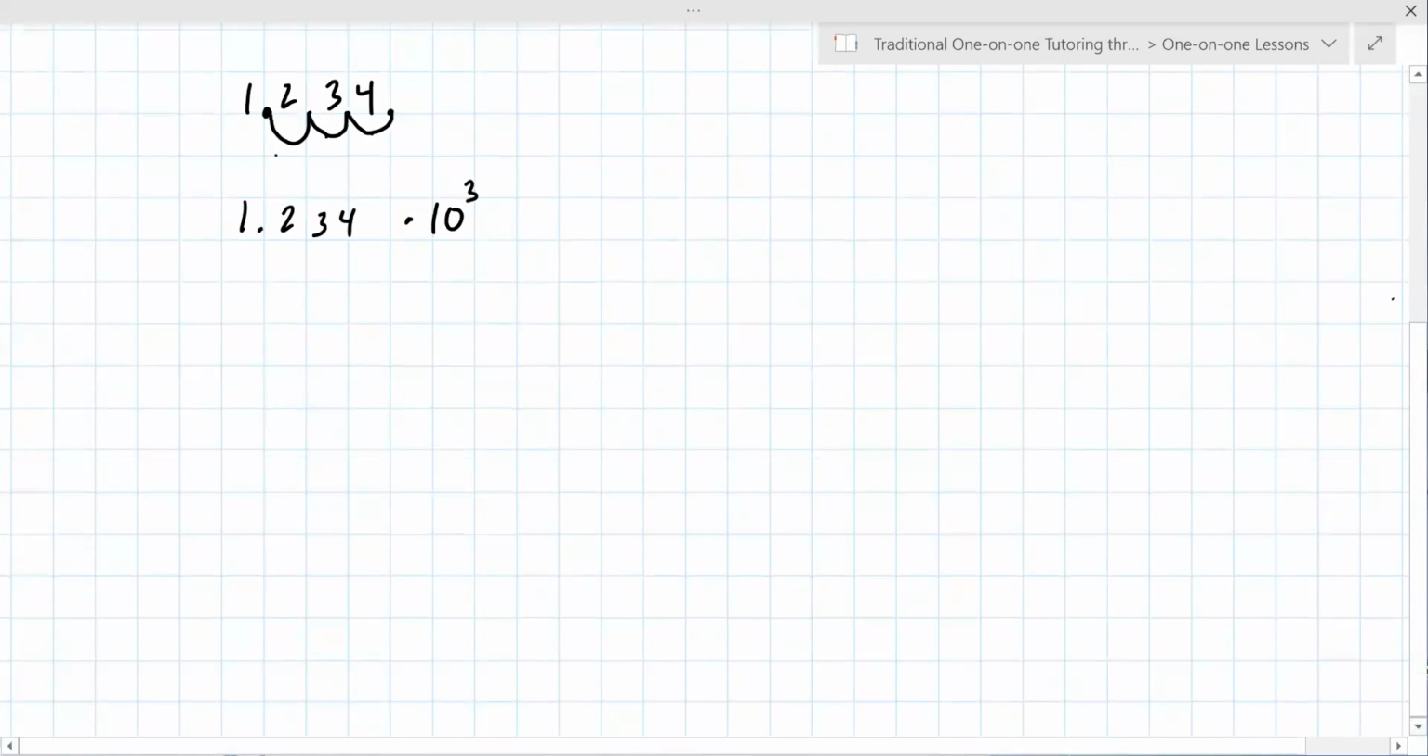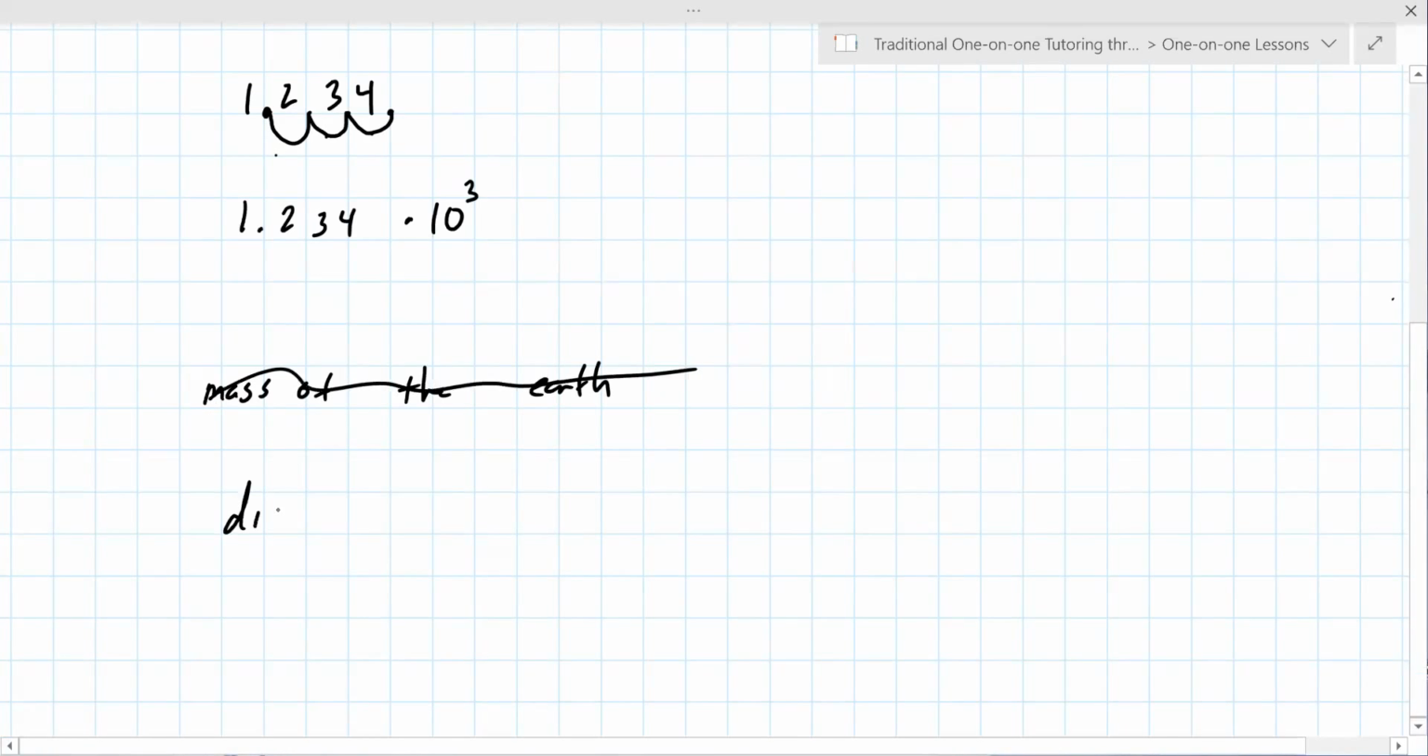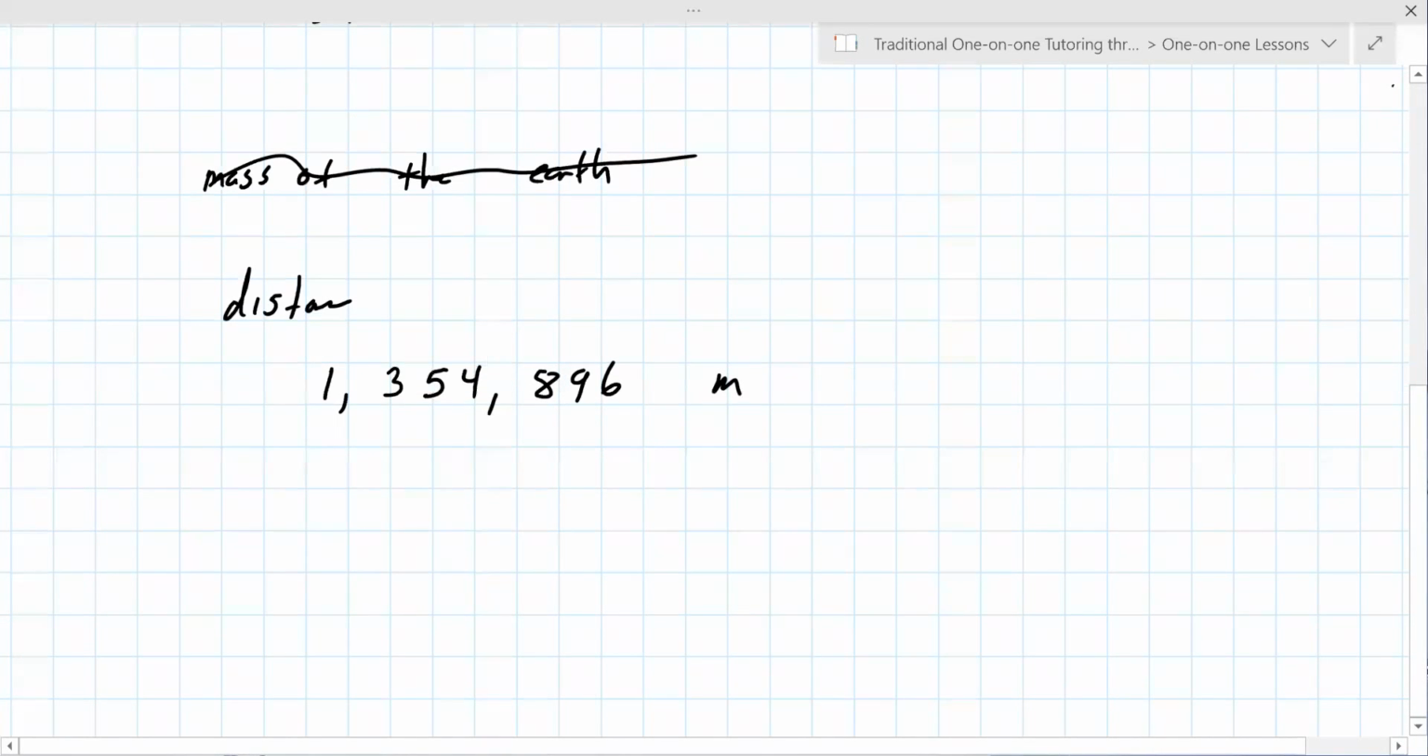All right. So the mass of the Earth, which I still find incredible that they actually can determine this value. It's quite large. So actually that's way too big. So let's not do that one. Let's just do a distance. Let's say your friend calls you and says, I'm 1,354,896 meters away from you. I'd like you to put this number into scientific notation.